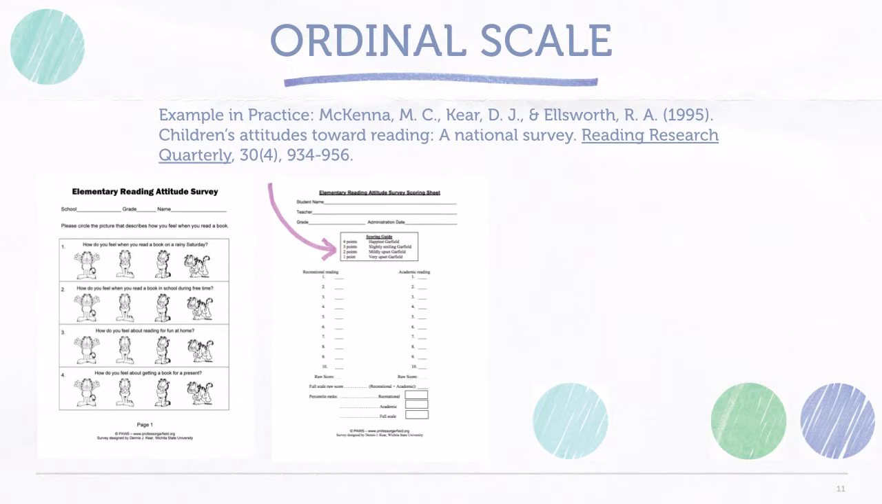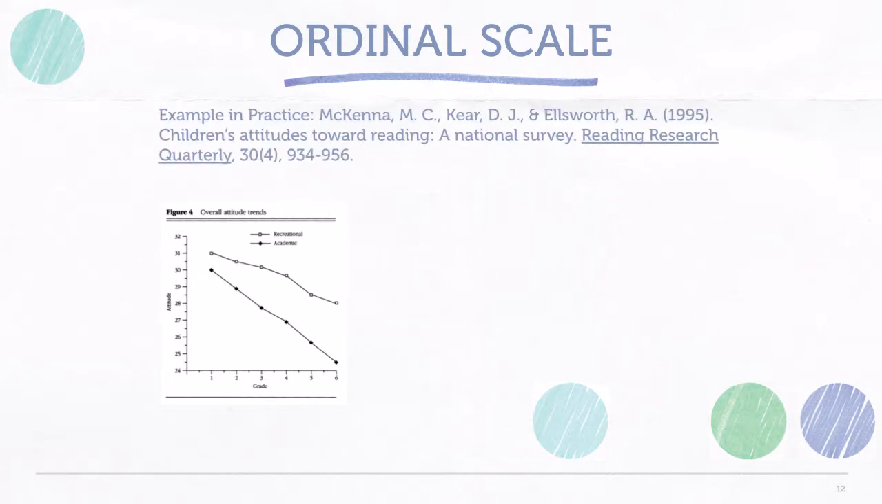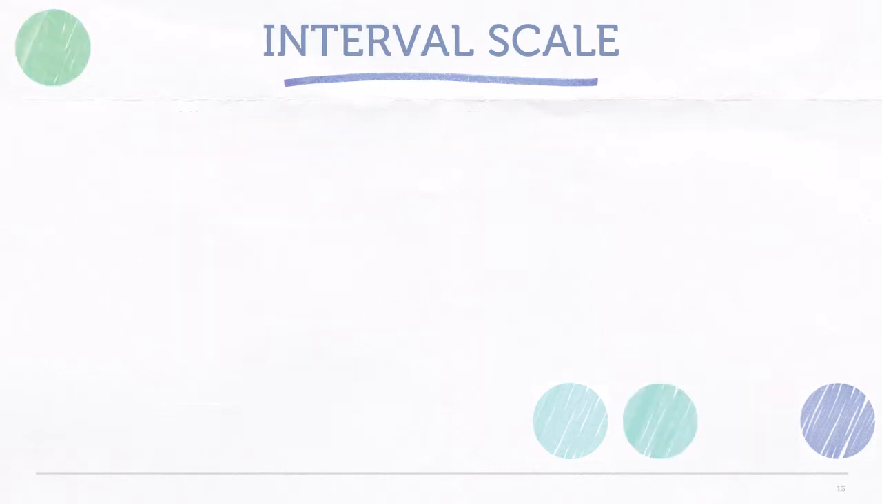So really it's there to give order to some of these emotions that we have about these survey items and our reactions to them. So here's how this might look represented in a chart. In this particular figure, we're looking at recreational reading and academic reading and how it declines over the course of grade levels. And so they're providing some sense of how these attitudes change, and they're giving some order to it. So let's move on to interval scale.